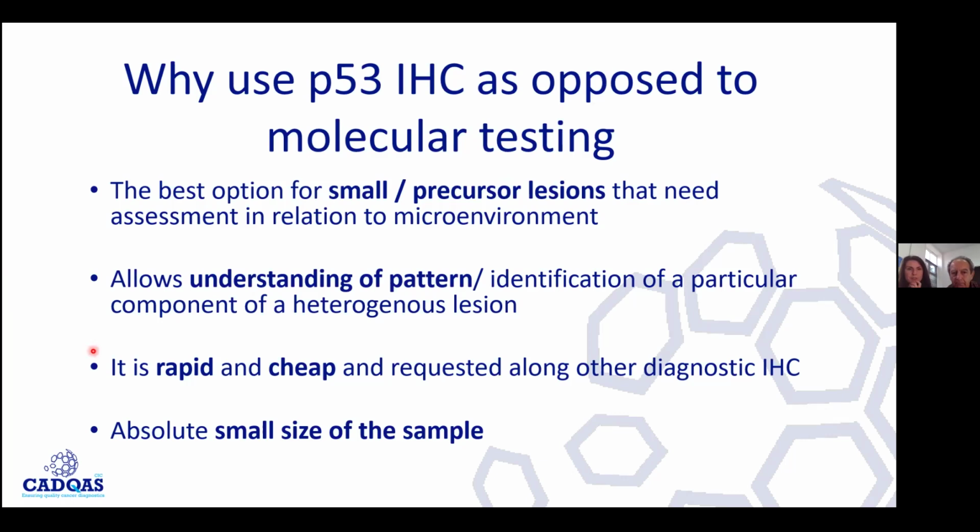Now, a reason to use it, obviously, is whenever the absolute size of the specimen is too small. That's always a good indication for immunohistochemistry. Or your lesion is small and you don't do microdissection to do NGS for dysplasia. Obviously, we need to be pragmatic. Then, like Corrado said, it's important to understand the pattern, different components in the same tumor, and relation to the microenvironment. Obviously, the cost is another important point. Well, the cost, immunohistochemistry is the cheapest tool we have overall.